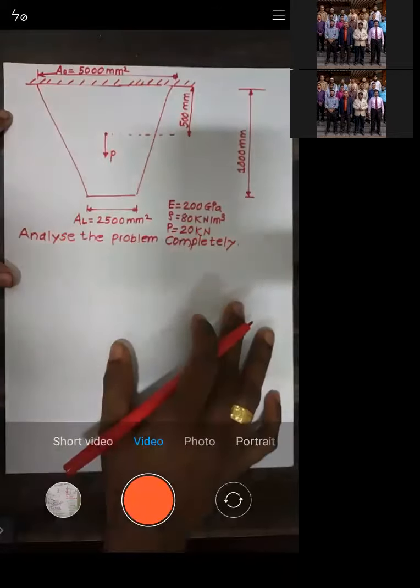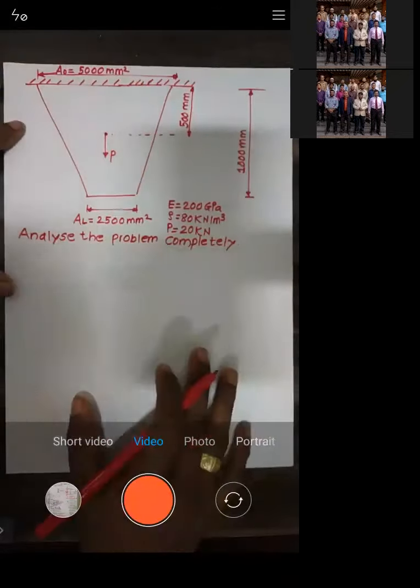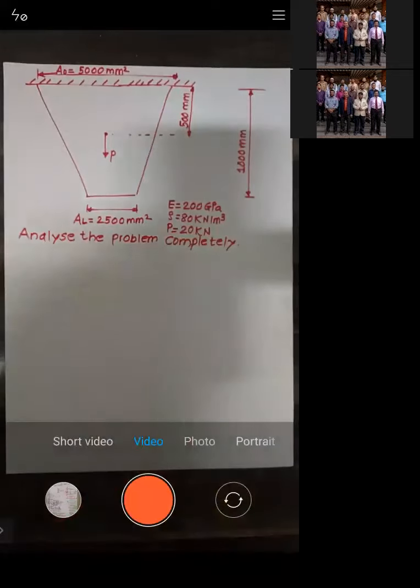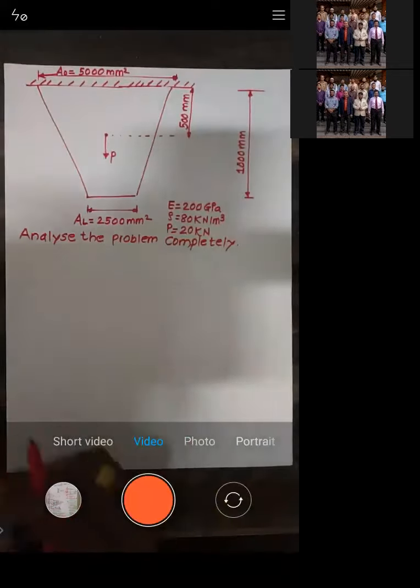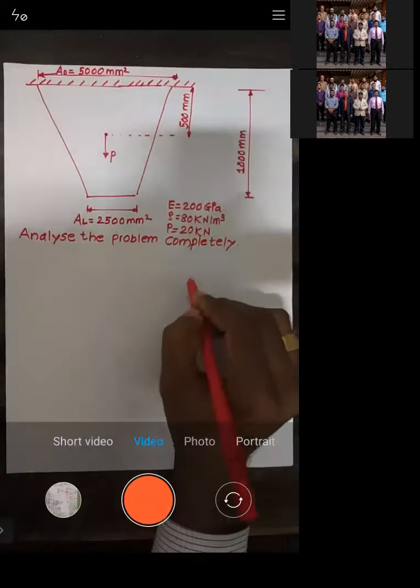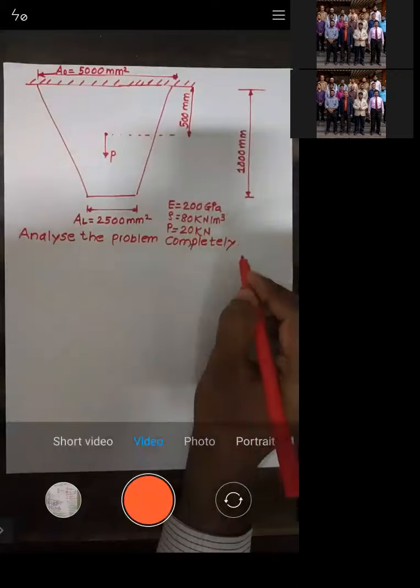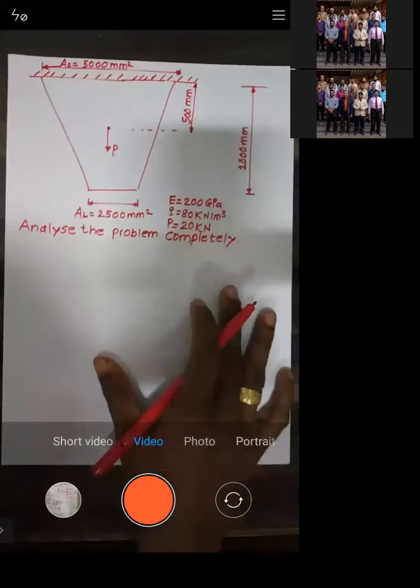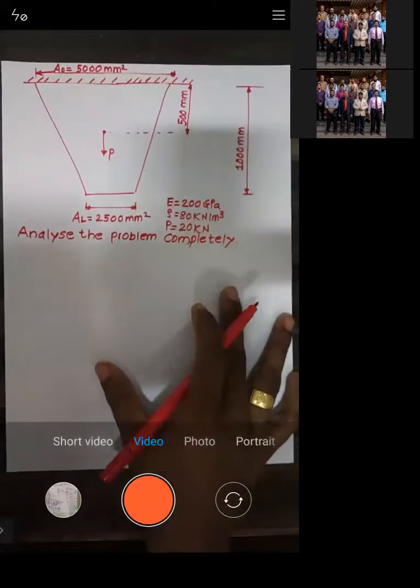Now in order to solve this problem, we write down the element matrix equation, that is AE by L times the matrix [1, -1; -1, 1] times [U1, U2] equals [F1, F2]. This is the element matrix equation for a bar under axial load.